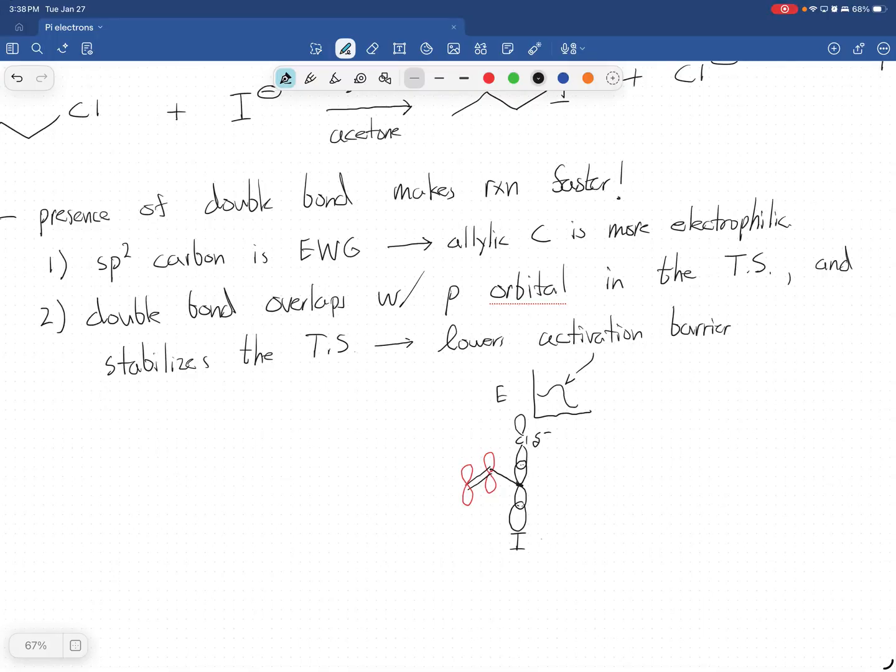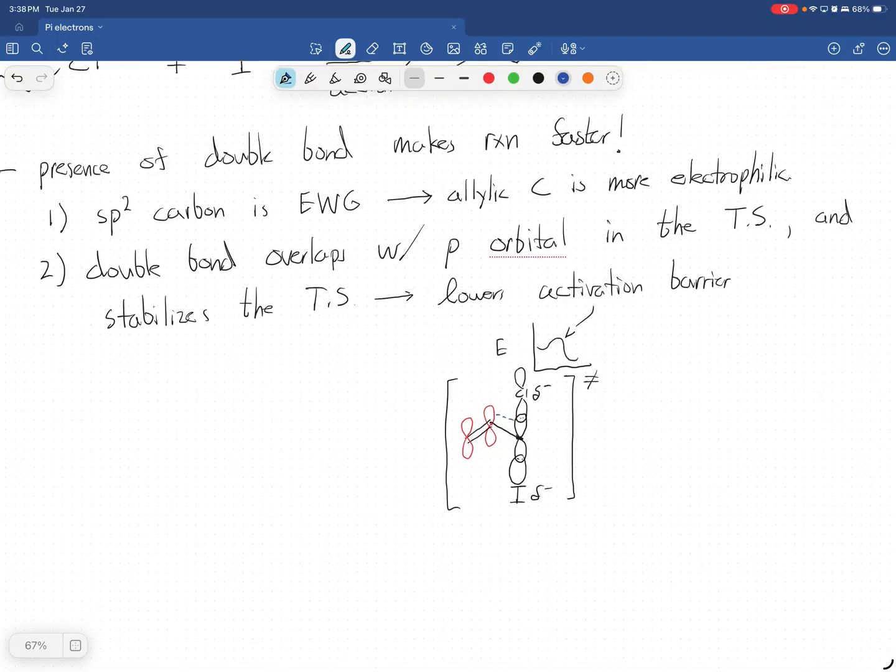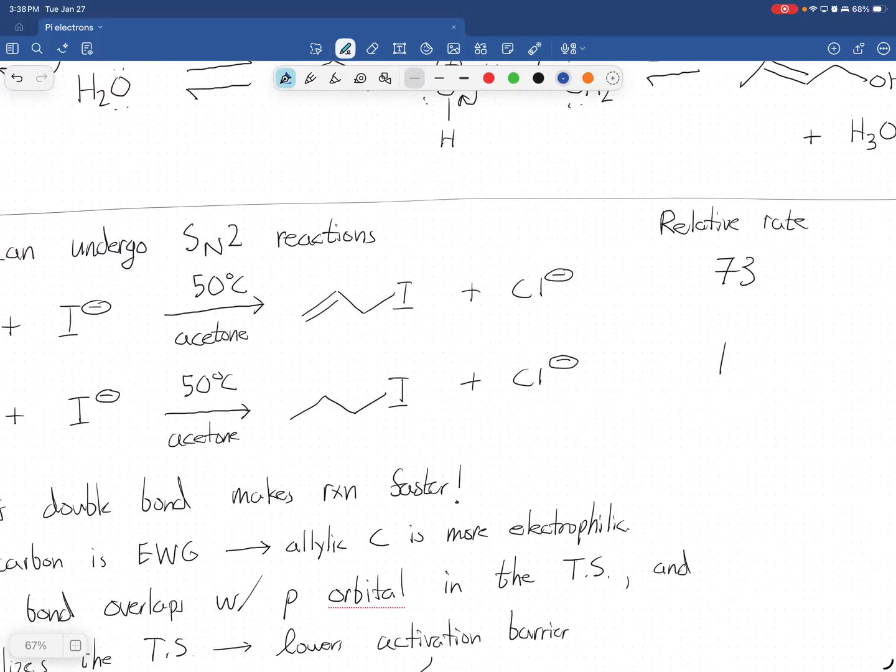Partially negative still over here, partially negative over here. And if we put this whole thing in brackets, that could be our transition state. And you see here, there's some overlap between the p orbitals. So this p orbital could actually interact with this p orbital and stabilize this bond breaking. If it stabilizes that bond breaking, it influences the rate and increases it dramatically. And that's why this rate is so much faster compared to just the regular SN2 reaction we know.